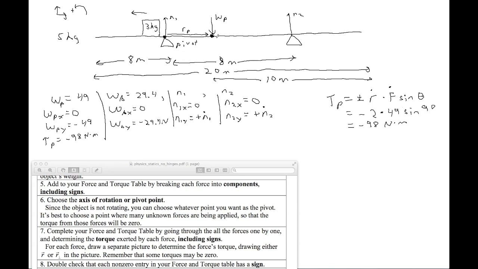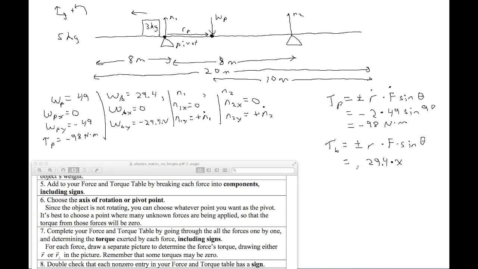All right, so now we have to go on to here. We need to figure out the torque from the weight of the box. We don't know where it is, right? That's right. So we know that it's going to be a counterclockwise force. So we could say it's going to be 29.4 newtons times X meters, is what I would probably write.